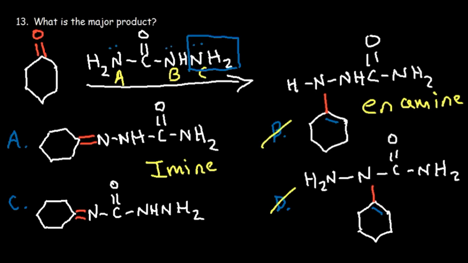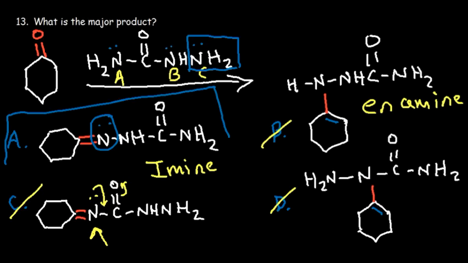Now that we know we're supposed to get a carbon double bonded to a nitrogen atom, we need to distinguish between A and C. If we look at answer choice C, we can see that the amide nitrogen attacked the carbonyl group, which shouldn't be the case because that lone pair delocalizes into the carbonyl group. So answer choice C is out. Answer choice A is the correct one because this is the nitrogen that's 2 carbons away from the carbonyl group. That's the amine nitrogen, and that's the one that's going to attack the carbonyl compound.